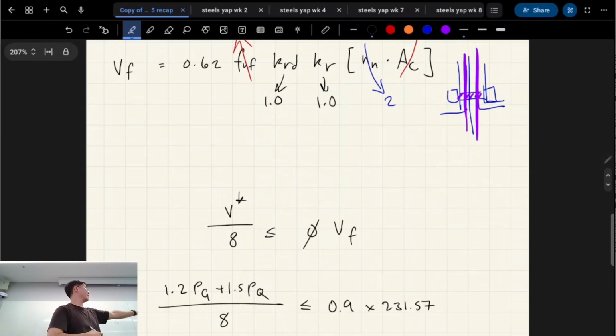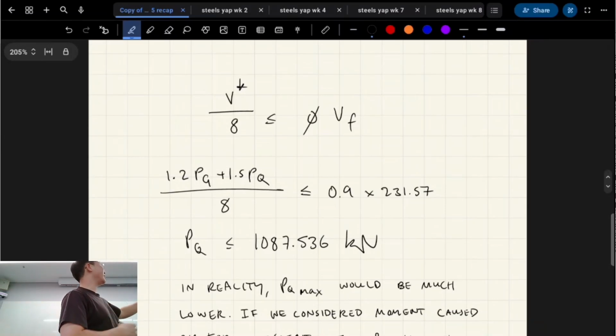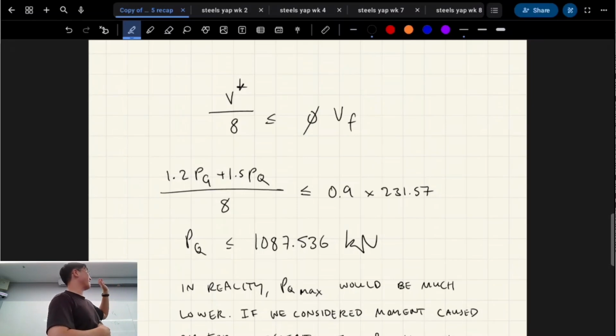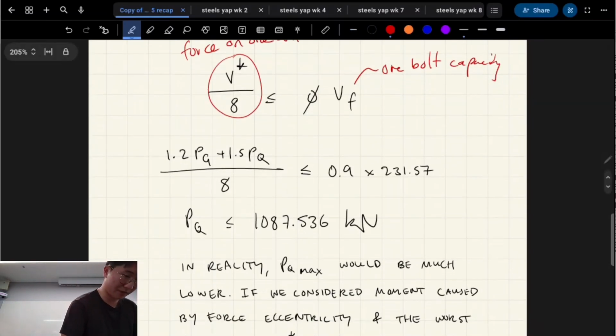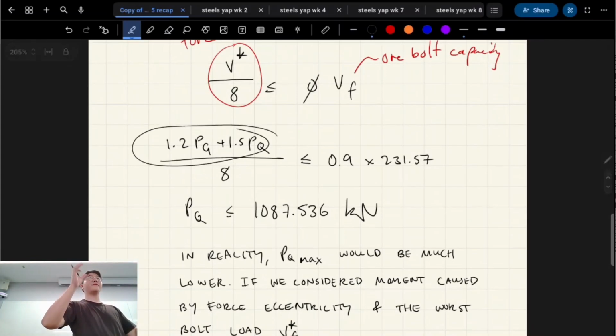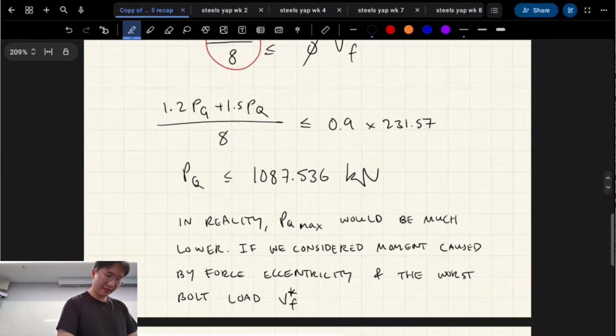Okay, so what was it? Oh, that was the shear. N is the number of shear planes that are intercepting the threads. Now we have the overall shear force happening at that place, and then it's divided by 8 because we're saying that there's 8 bolts that are all equally contributing, which they're not. And then VF is the capacity per bolt, the 1 bolt capacity. Here's the force on 1 bolt, so we're doing everything for 1 bolt. V star is the load combination times all that. That's the shear force at that point. And then we just set it equal to each other.